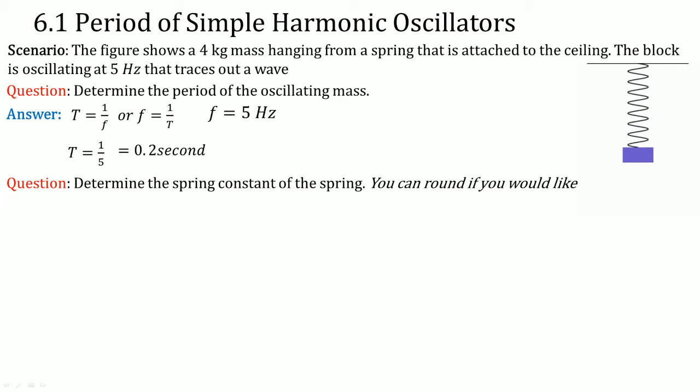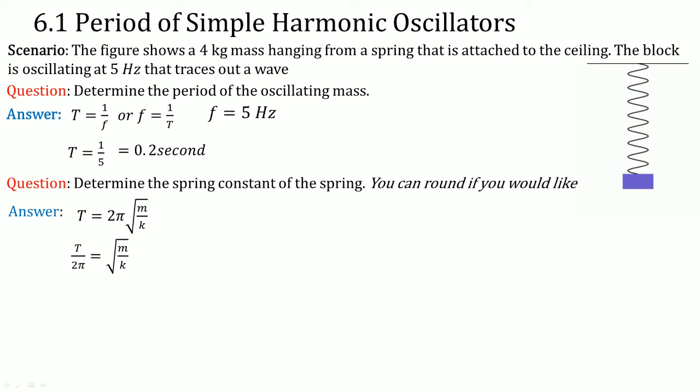Question. Determine the spring constant of the spring. You can round if you would like. The answer. The equation that we use is given in the AP Physics 1 formula sheet. Period T is equal to 2 pi square root m over k. This is for the oscillation of a mass due to a spring.